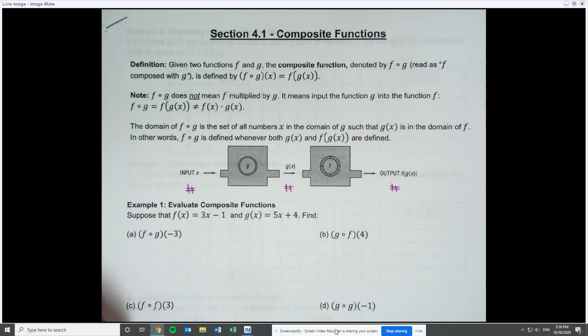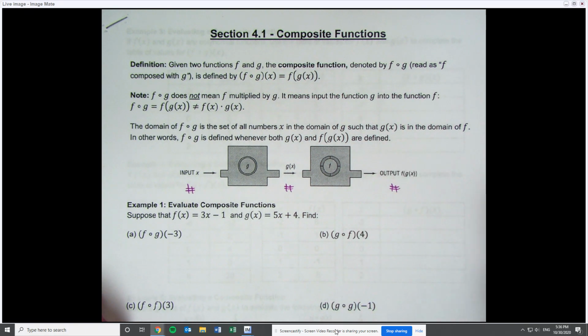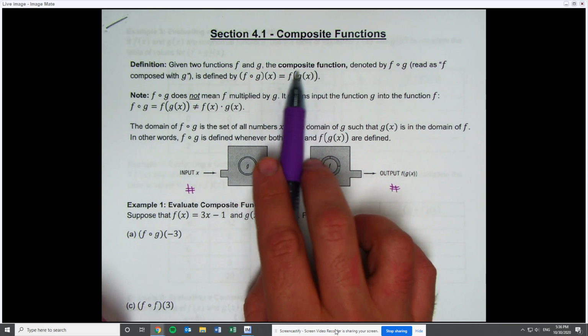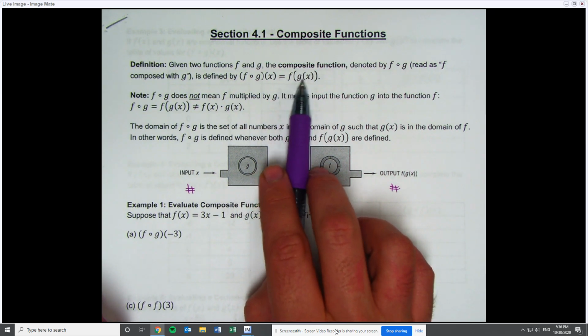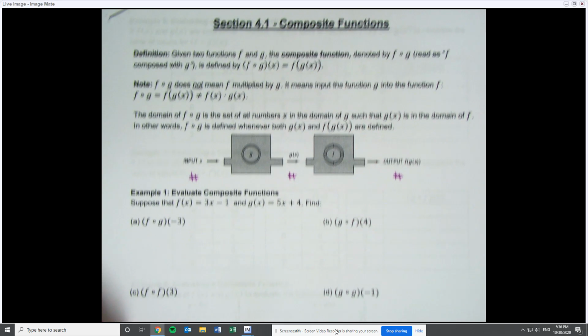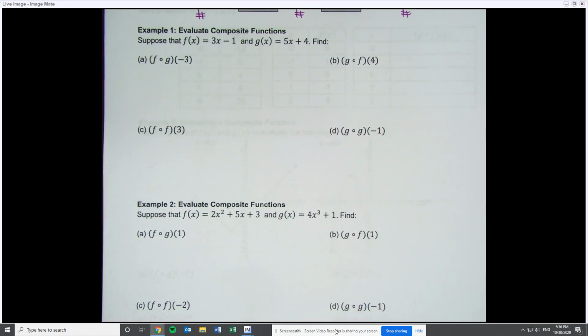Only other thing to mention before we move on to working some problems, the f composed with g, that's the proper notation, but it's not the most user-friendly way of writing it. The easiest way to write this is using this notation right here, f of g of x. That makes it a lot smoother to work with. All right, so looking at our first problems, I want us to evaluate some composite functions at particular values.